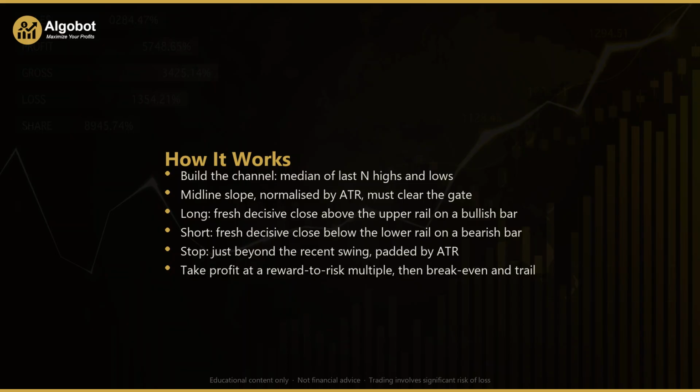Now risk management, which is engineered to keep drawdown modest. The stop loss is placed just beyond the recent swing extreme over a short look back, padded by a fraction of the ATR. Because the entry sits right at the rail, that structural risk is small. If the resulting risk is wider than the maximum allowed multiple of ATR, the trade is skipped entirely, capping the loss any single trade can take. The take profit is set at a reward to risk multiple of that risk, with a default of 1.8.